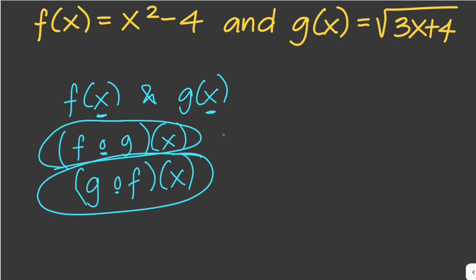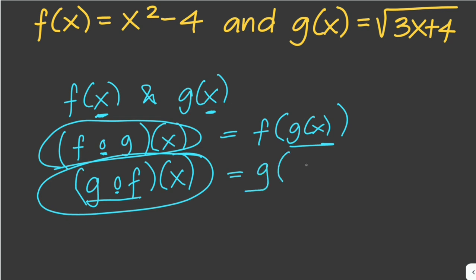So f of g of x is just equivalent to f as a function of g of x. That means our domain x here will be replaced by the whole function g of x. The same with g of f of x. This is just g of f of x, which means that our domain is replaced by the whole function of f.